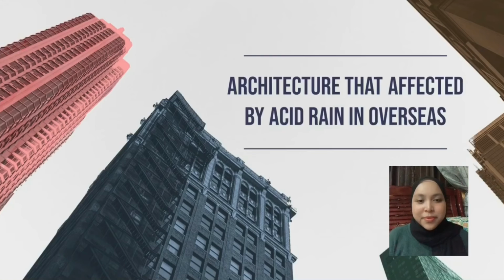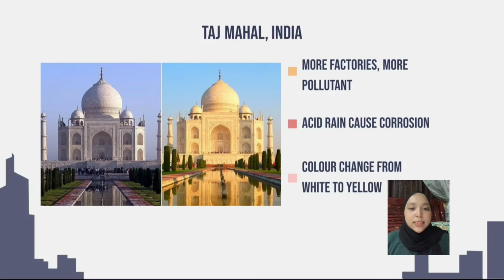Thank you. Hi, I'm Aina Sasabila. So today, I will tell you about the architecture that has been affected by acid rain overseas. There are actually many famous buildings which are at risk when it comes to the acid rain which we as a species are helping to produce. Some of these historic buildings and monuments could soon be lost if they continue to be hit by the acid rain. The first one is the Taj Mahal.